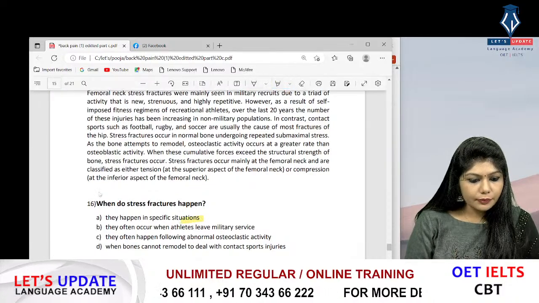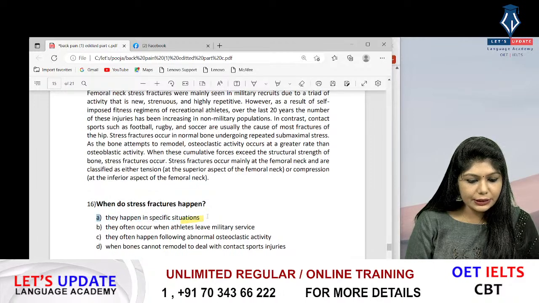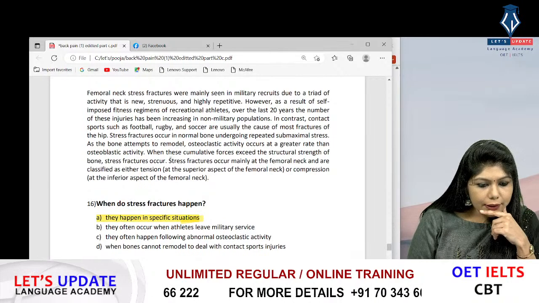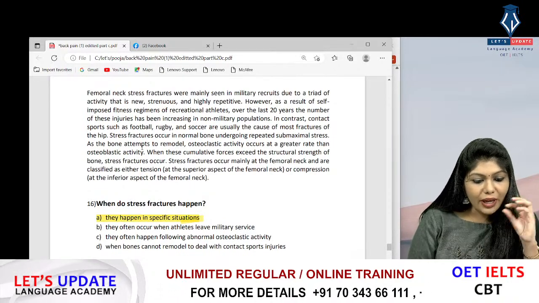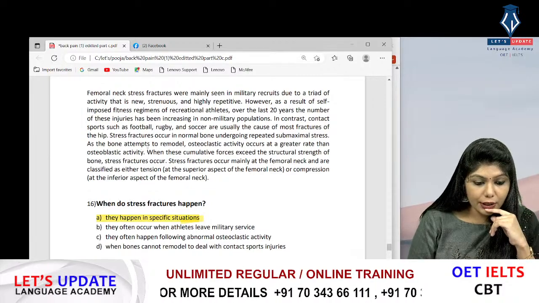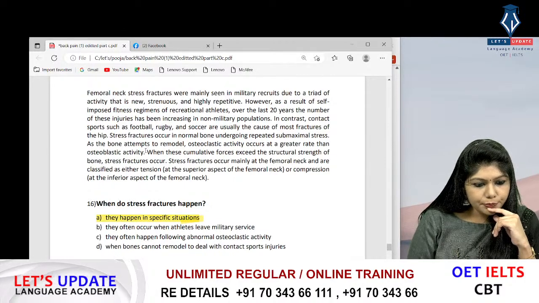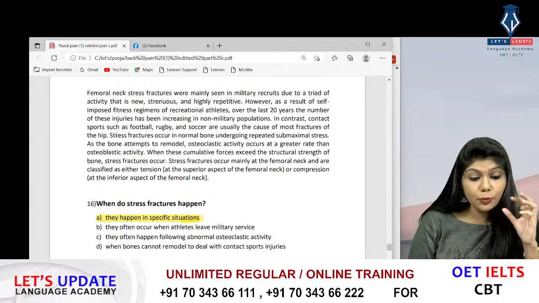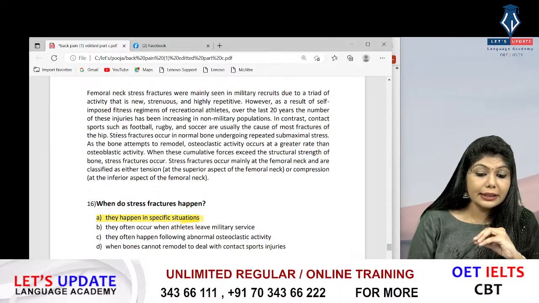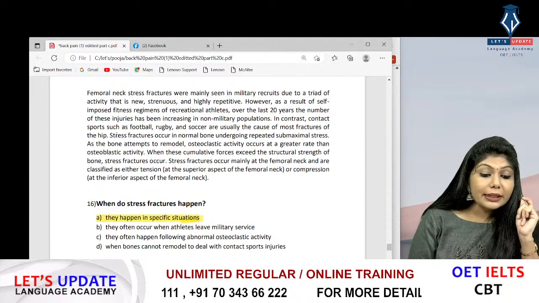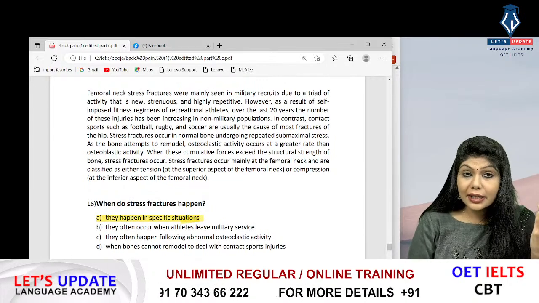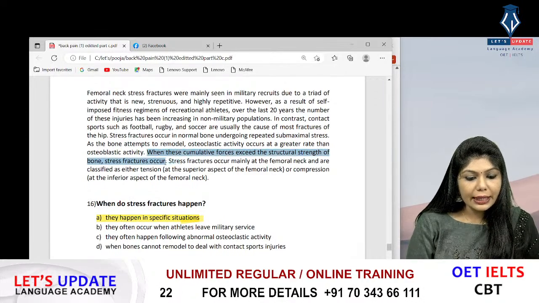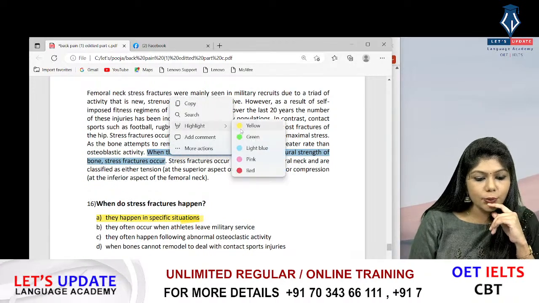I'll highlight the answer and also give you the reason for this being the answer. Where is this information? When do stress fractures happen? That is the question, and where is this information mentioned? See, what they have mentioned, towards the middle, is that stress fracture occurs in normal bone undergoing repeated submaximal stress as the bone attempts to remodel. Osteoclastic activity occurs at a greater rate than osteoblastic activity when these cumulative forces exceed the structural strength of the bone, and that is when a stress fracture happens.